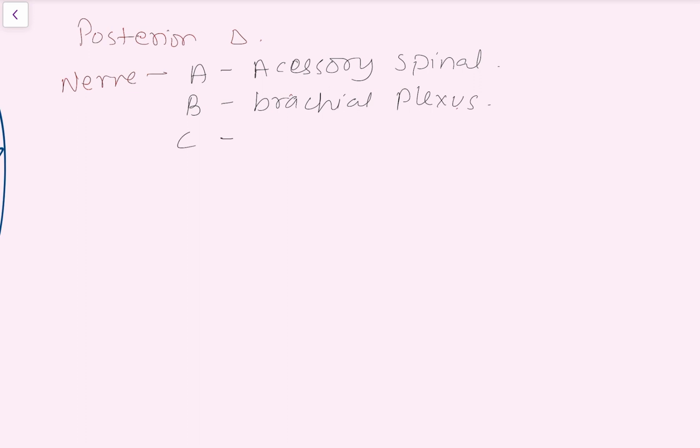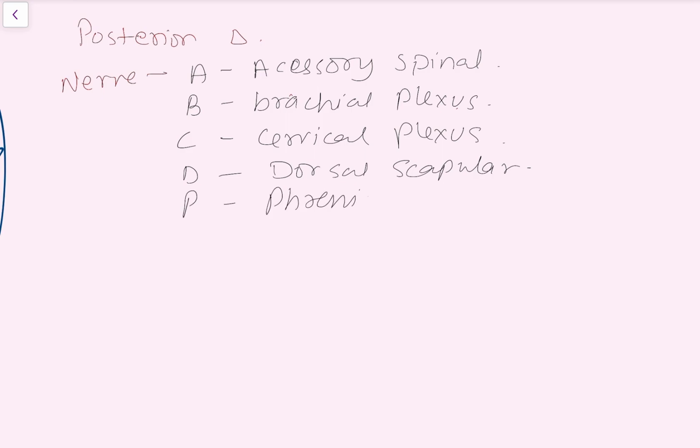Let me do it in a mnemonic kind of thing, okay? From A to D: A is accessory spinal, B is brachial plexus, C is cervical plexus, D is dorsal scapular. And after ABCD there is PT: P for phrenic, and T for thoracic, which is long thoracic, right?